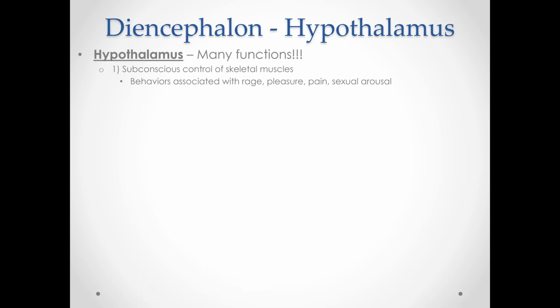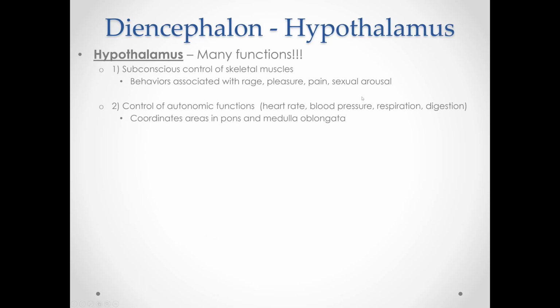So behaviors associated with rage, pleasure, pain, and sexual arousal. The movements that you make when you're in these hyper emotional states, you're not really consciously thinking about making those movements, and that is the hypothalamus that has taken over control of those skeletal muscles. The hypothalamus also controls autonomic functions, things like heart rate, blood pressure, respiration, and digestion. And so it coordinates areas in the pons and the medulla oblongata. And again, we'll talk more about this in chapter 16.